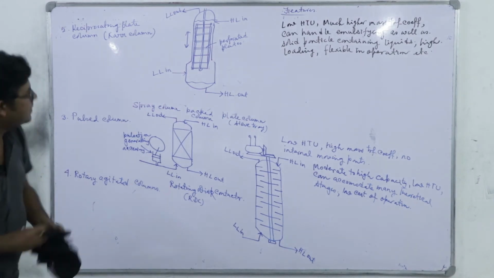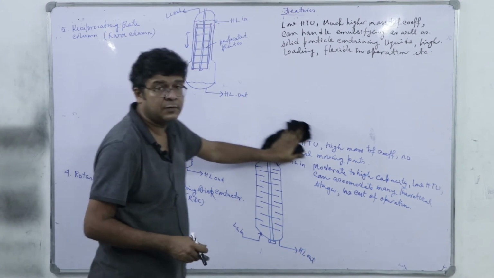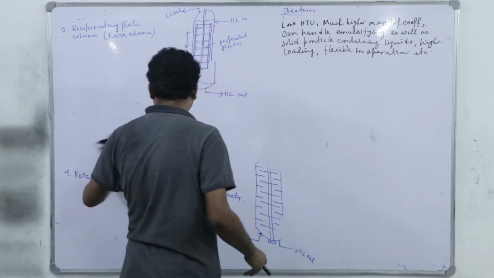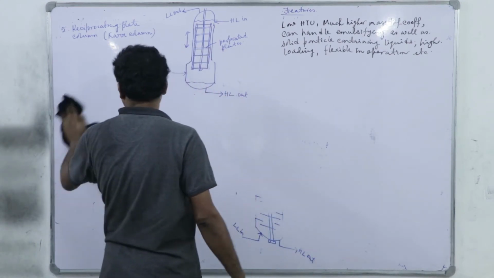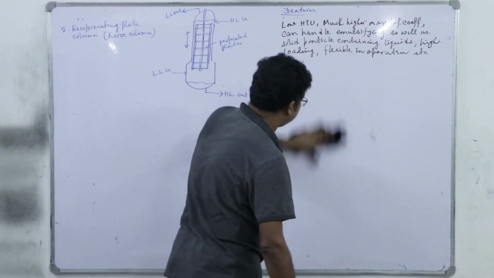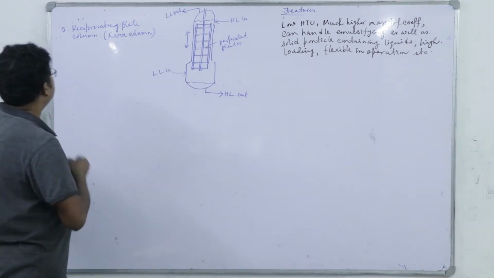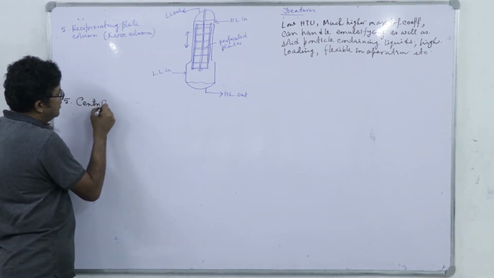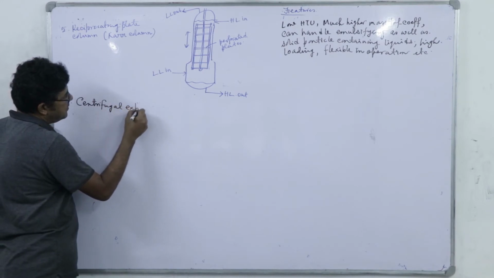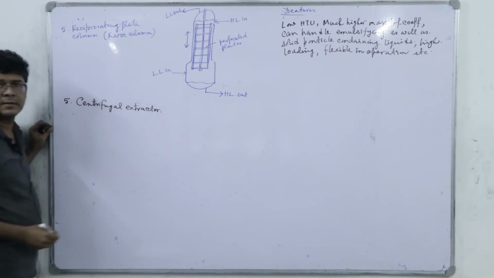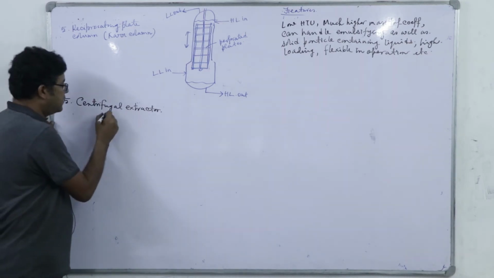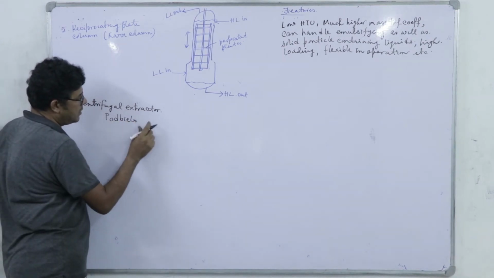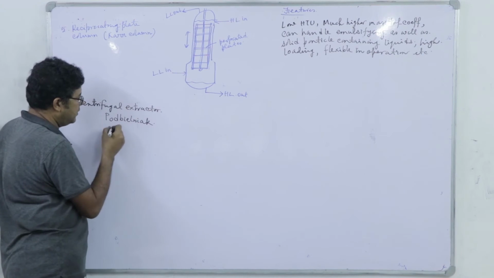And the last one is this centrifugal extractor. It's a compact design and it can be actually mounted on a tabletop, used in mostly pharmaceutical industry for the extraction of penicillins or antibiotics, vitamins, etc. Centrifugal extractor. So its technical name is Podbielniak, or in short we call it pod extractor.